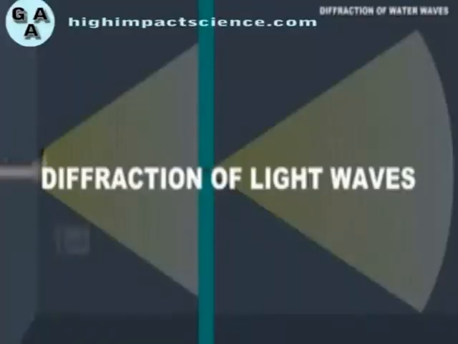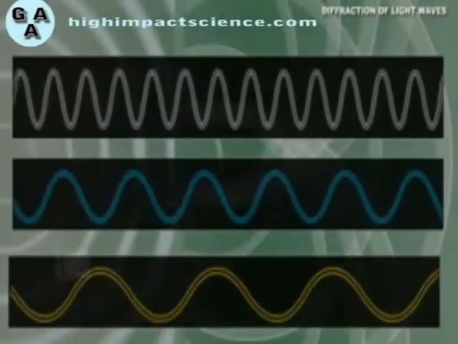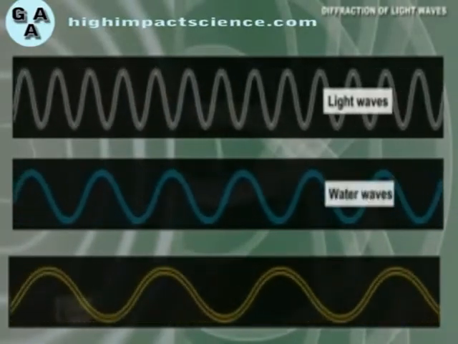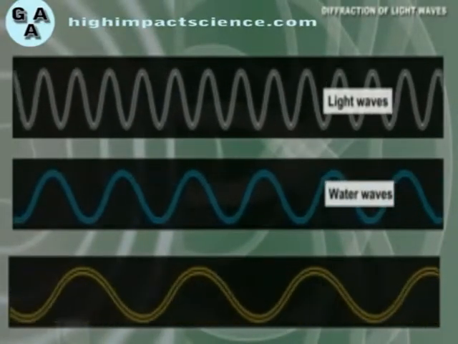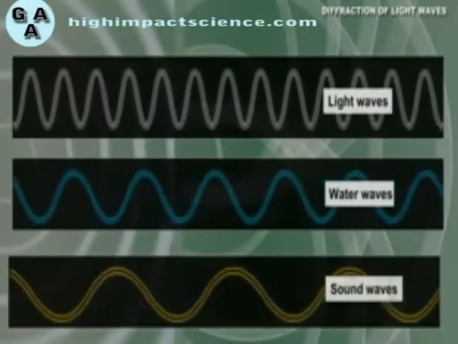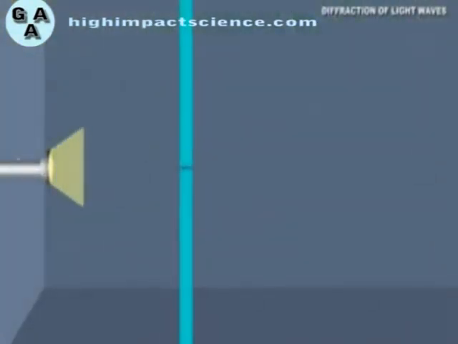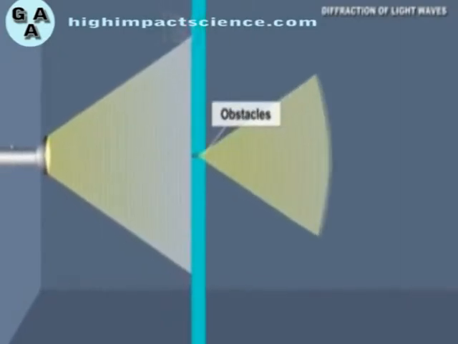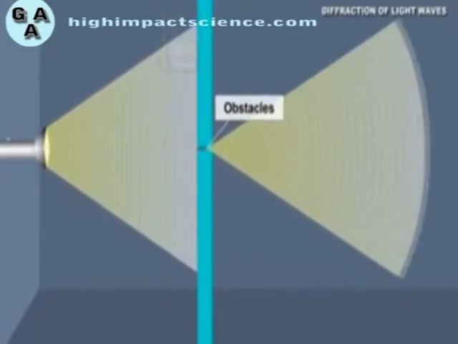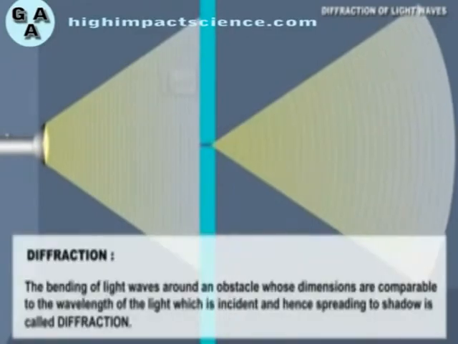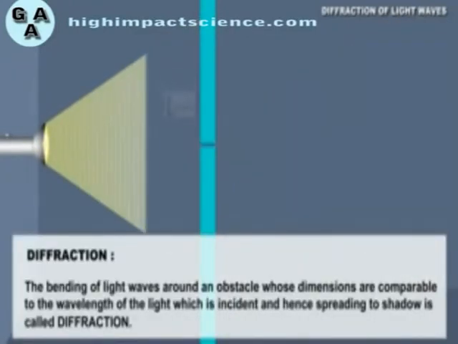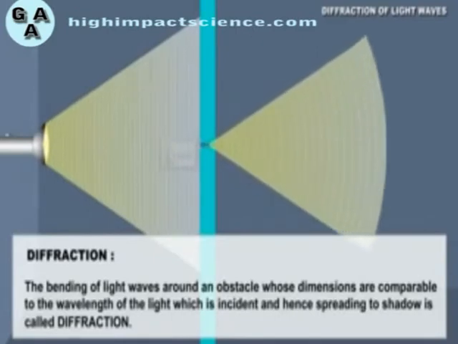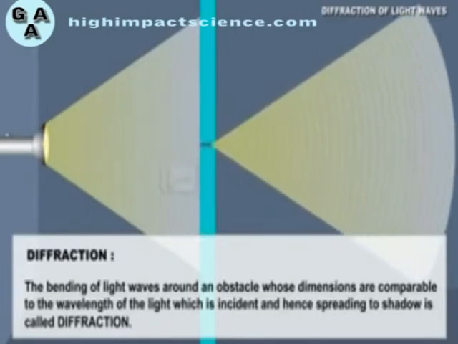How about light waves? The wavelengths of light waves are small when compared to the wavelength of water waves and to the wavelength of sound waves. Therefore, diffraction of light requires very small apertures. The bending of light waves around obstacles whose dimensions are comparable to the wavelength of the incident light, and hence spreading into the shadow, is called diffraction.